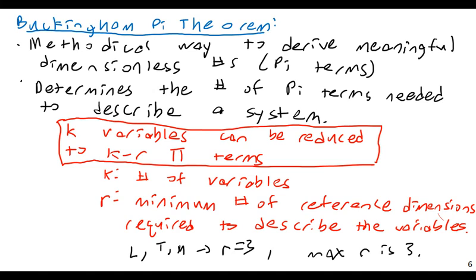But in this case, we can see that a larger r value actually helps us, because that allows you to reduce the number of pi terms. So if you have only one dimension, you can only reduce your number of variables by 1. If you have 5 variables and 3 dimensions, you can collapse that to just 2 pi terms. And the fewer terms, the better, because that means you can have a more simplified system. So again, let's go back to this.